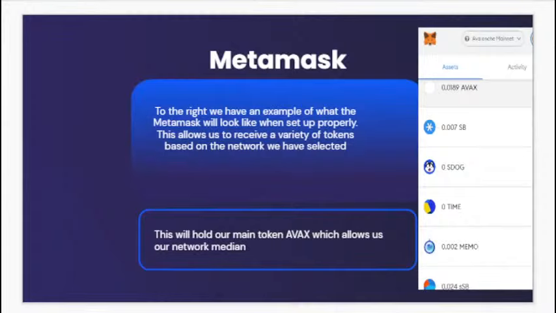On the right, we'll have an example of what Avalanche mainnet looks like on MetaMask. When you set it up properly, this is exactly what it looks like. This will hold our main token, which is going to be AVAX, which will allow us our network medium.